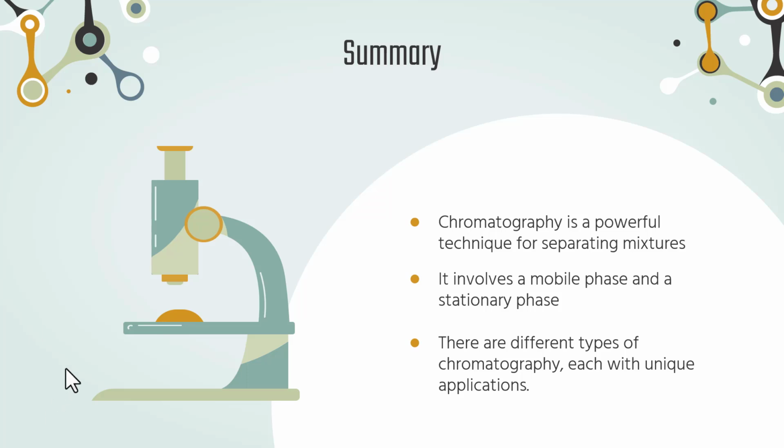Summary: to sum it up, chromatography is a powerful technique for separating mixtures into their individual components. It involves a mobile phase that moves the mixture and a stationary phase that helps separate the components, with various types like liquid chromatography, gas chromatography, thin layer chromatography, and paper chromatography. This technique has numerous applications in different fields.